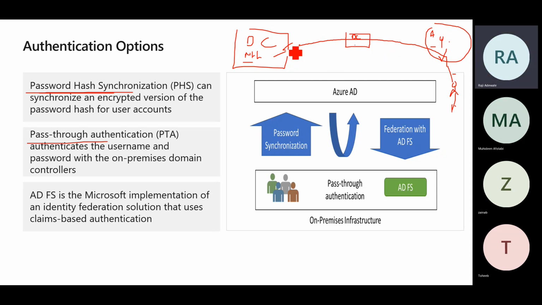Now, the Azure AD server passes this to the domain controller to say there's an authentication request. Can you confirm if this username and password is correct? If it is correct, the domain controller confirms it is correct, and that is sent back to the cloud. Then the cloud grants the user access.